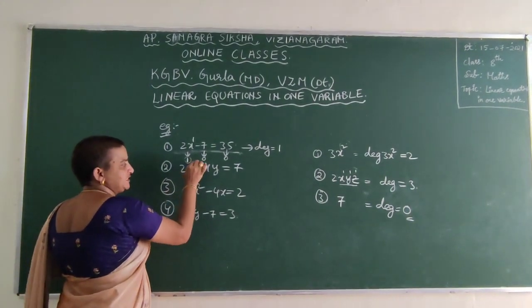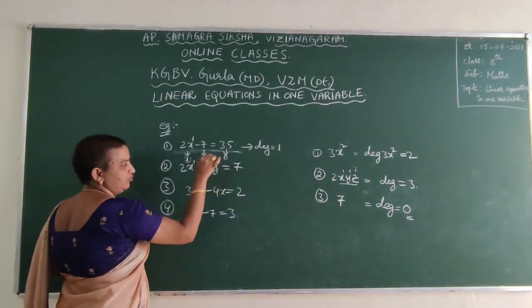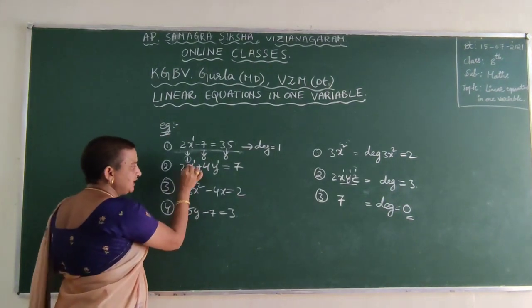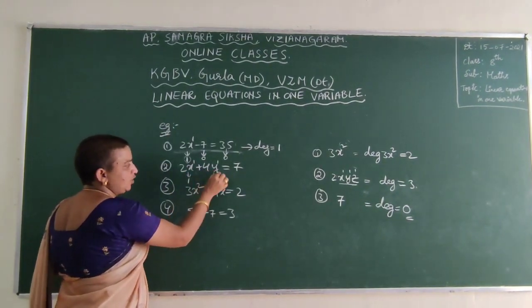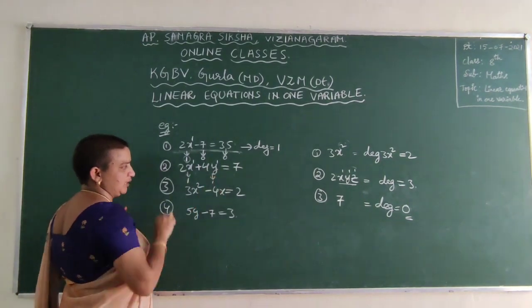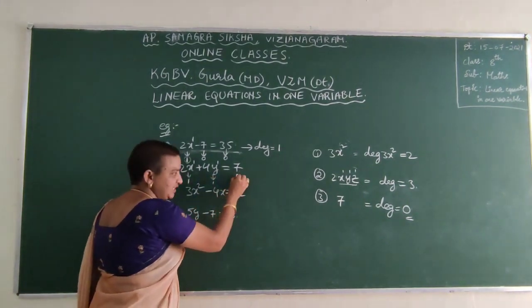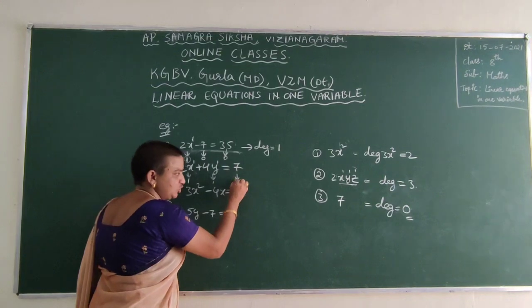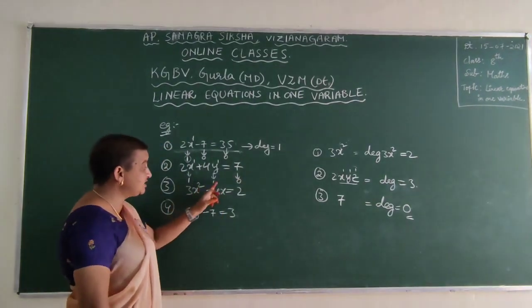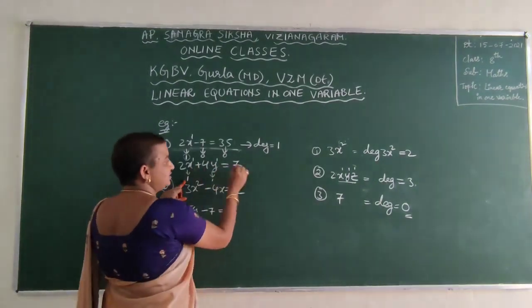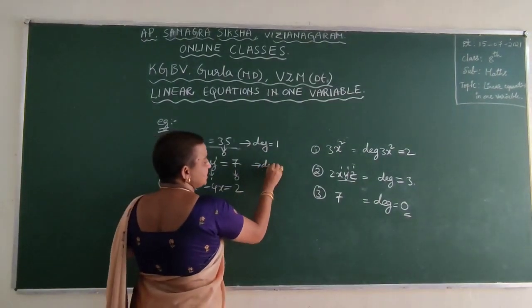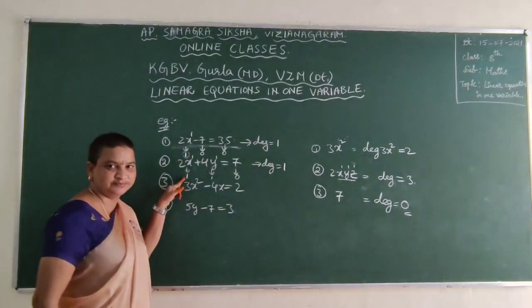The exponent of x is 1 and the exponent of y is 1. So the degree of this individual term is 1 and the degree of this individual term is 1. And this is a constant term. That's why the degree of this term is 0. So the highest degree of these terms is 1. So the degree of this equation is also 1.